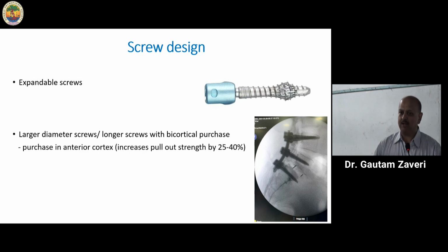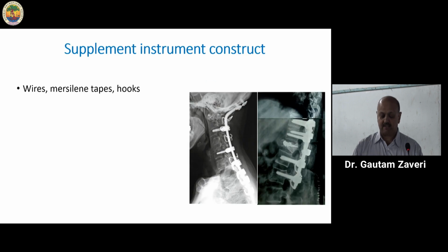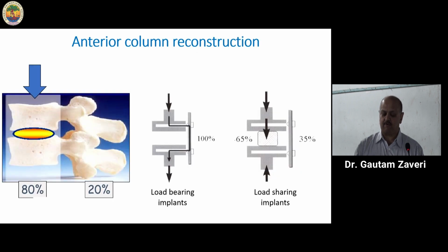Finally, looking at screw designs. Instead of using your regular screw, you could use expandable screws which have a better grip within the bone. You could use screws of a larger diameter. They work much better than a longer screw because the screw hold is mainly in the pedicle, not in the vertebral body. So increasing the length is not going to help as much as increasing the diameter of the screw. But if you increase the length, you should try to achieve a bicortical purchase, which will increase your pull-out strength significantly.